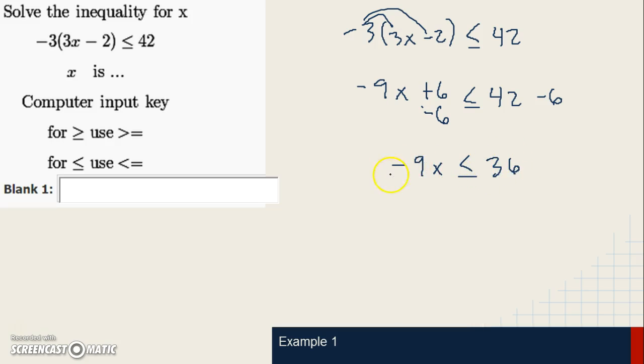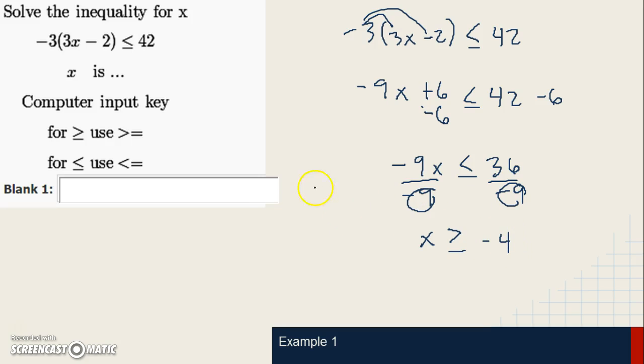Now I've got to get rid of this negative 9. Since there's no operating sign between the negative 9 and the x, I know it's being multiplied. So I'm going to get rid of multiplication by dividing, and I'm going to divide by negative 9. I'll make sure I do that on both sides, and I'm left with, on my left side, x. Since we divided by a negative number, you've got to remember to switch the inequality sign. So since it was less than or equal to, now it's going to be greater than or equal to, and 36 divided by negative 9 is negative 4.